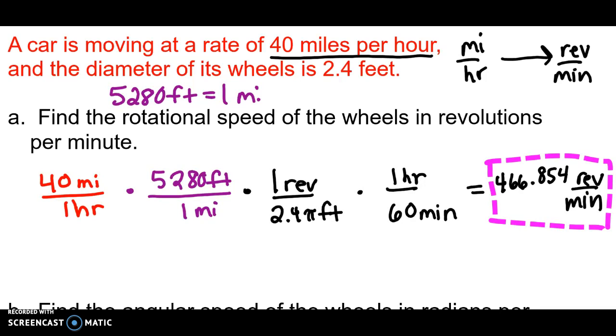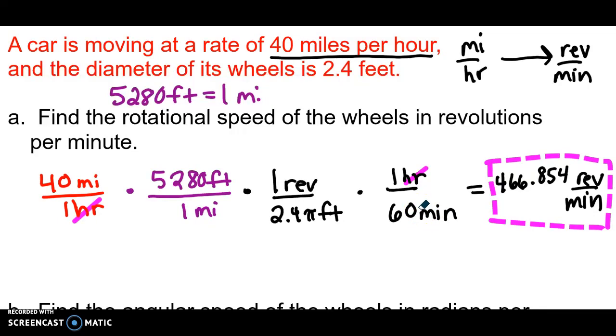Anytime that we have one of these problems, we always want to begin with what we were given, which in this case was 40 miles per hour. So we knew that we were trying to convert from revolutions to minute. You could have done this in any order, of course. Maybe you started by converting hours to minutes. We know that in 1 hour there's 60 minutes. Maybe you did that first, and that's totally fine.